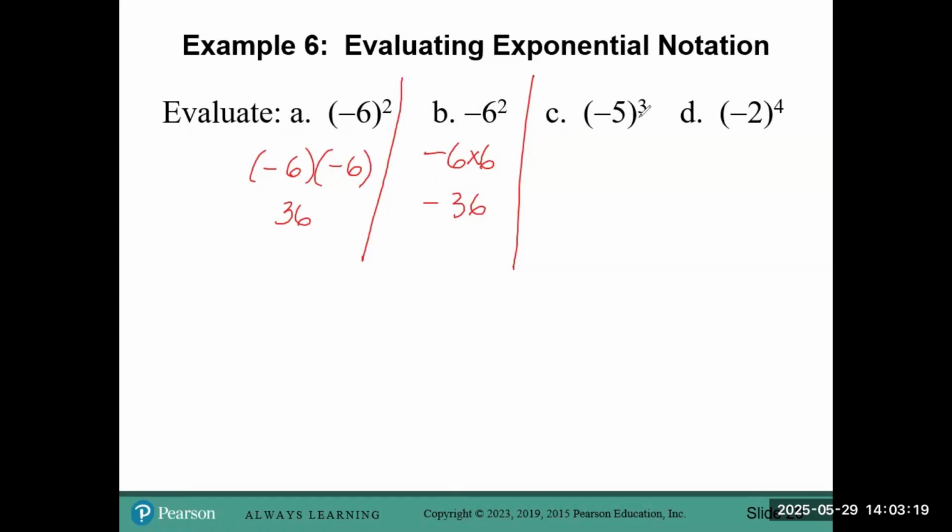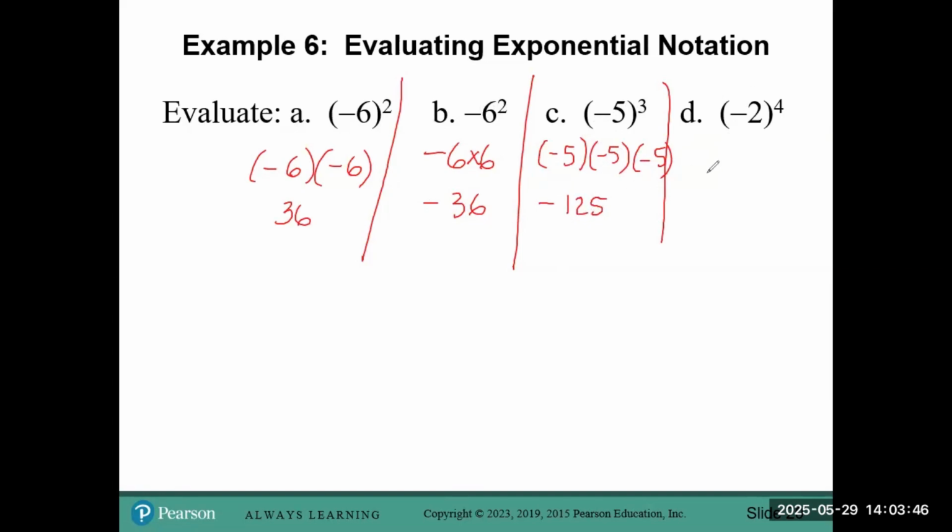For odd powers, it doesn't really matter. I would get the same result. I mean, it does matter, but I get the same result. So this is just going to be negative 5 times itself 3 times. And I have an odd number of negatives, which means my result will be negative. And then I can multiply 5 times 5 times 5 to get 125.